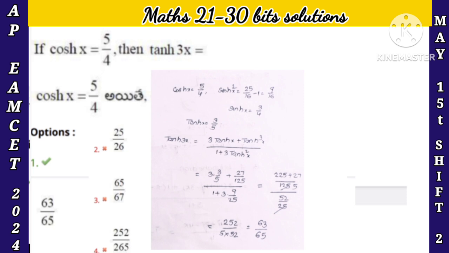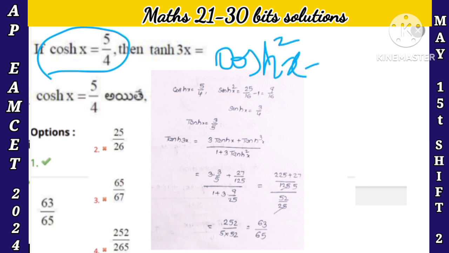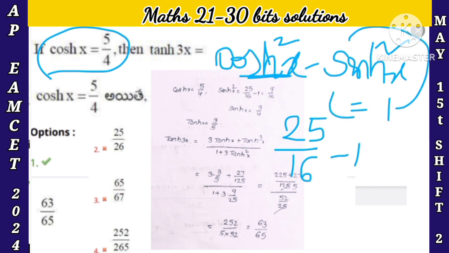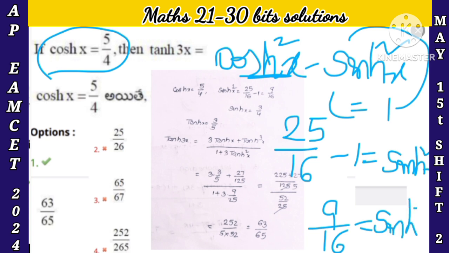Okay, see the question. So cos hx value is given. How to find sin hx? Already we know that the formula is cos h square x minus sin h square x is equal to 1. Now replace the cos hx value. Cos hx whole square is equal to 25 by 16, and interchanging these two values, this becomes minus 1 is equal to sin h square x. Now doing the LCM, this becomes 9 by 16. So sin h square x is equal to 9 by 16, so the value of sin hx is equal to 3 by 4.